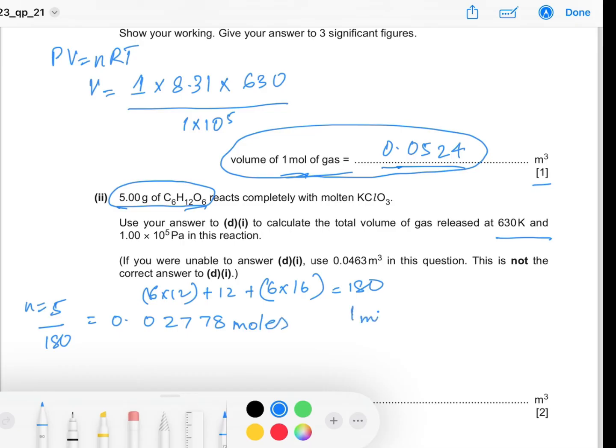Given that each mole of glucose gives you 12 moles of gases, which is 6 moles of carbon dioxide and 6 moles of water, that means you will multiply this moles value of glucose by 12 to find the number of moles of the gas produced in the product, which is equal to 0.333 moles.